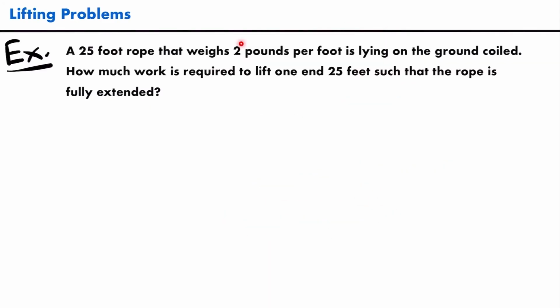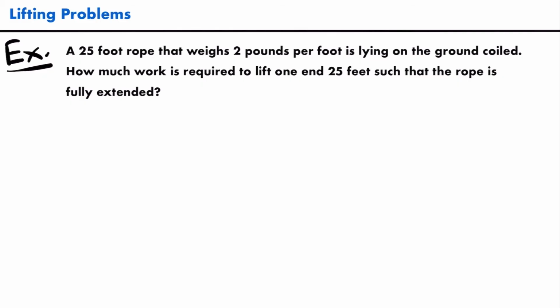All right, so here's our example problem. We have a 25-foot rope that weighs 2 pounds per foot lying on the ground coiled. How much work is required to lift one end 25 feet such that the rope is fully extended? Okay, and so this is a lifting problem where the force varies because we have a 25-foot rope that weighs 2 pounds per foot. When you have a rate like this, that is a very good indicator that you are working with a lifting problem with a variable force.